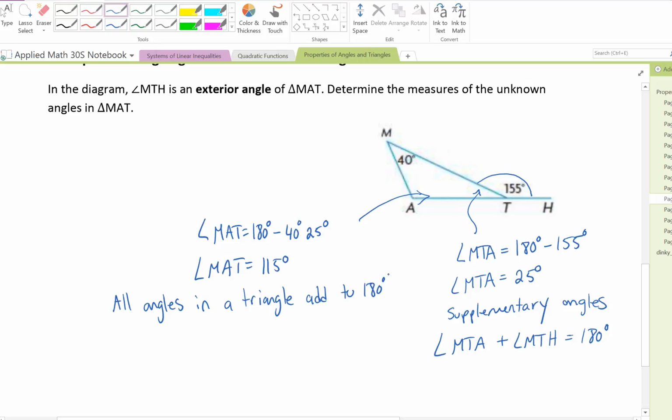Now the other property you might want to use is that 155, if we're looking at that, 40 plus angle MAT should add up to 155, and that way you would also get the missing angle. Alright, let's try example 2.